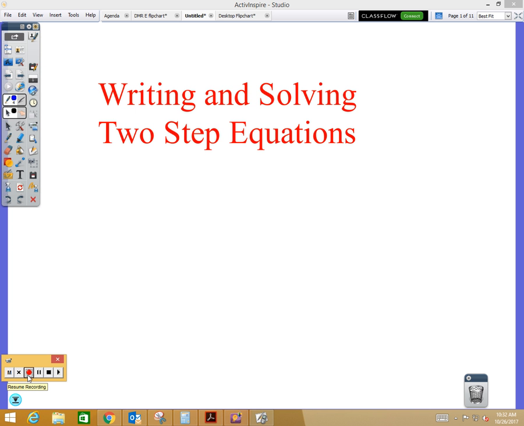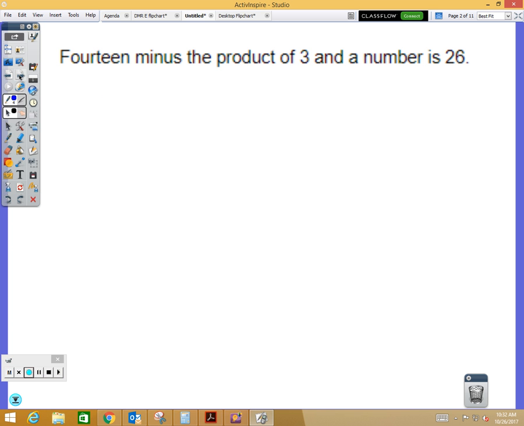So again, today we're going to be writing and then solving the two-step equation. So yesterday I gave you a two-step equation and we just solved it. The harder part is this writing, okay? So we're going to start off with just some number sentences like this.